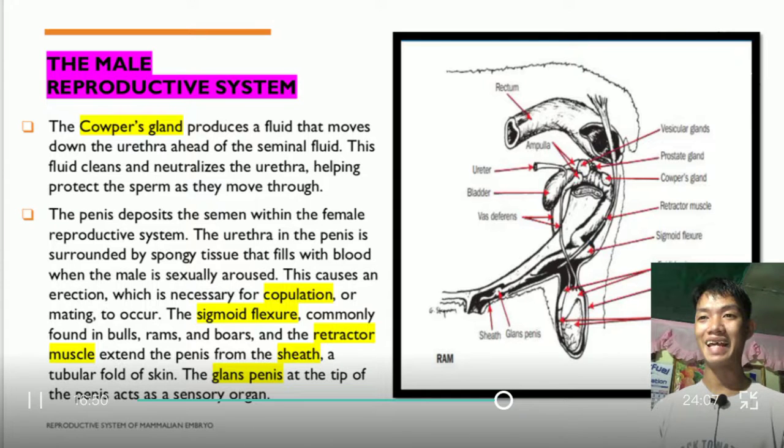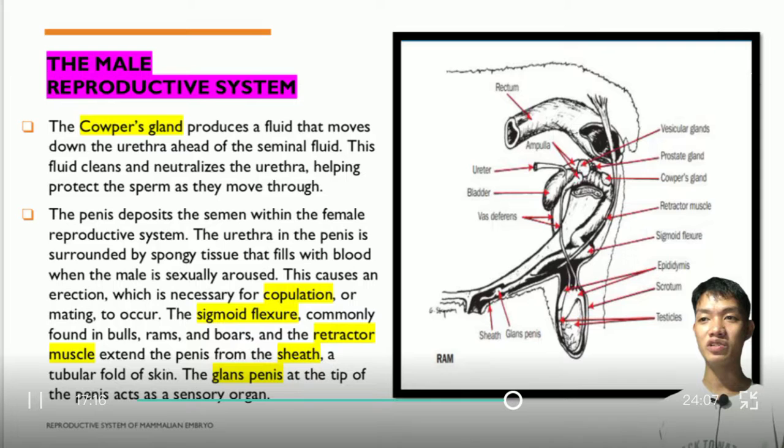The Cowper's gland produces a fluid that moves down the urethra ahead of the seminal fluid. This fluid cleans and neutralizes the urethra, helping protect the sperm as they move through. The penis deposits the semen in the female reproductive system. The urethra in the penis is surrounded by a spongy tissue that fills with blood when the male is sexually aroused. This causes an erection, which is necessary for copulation, or mating, to occur.